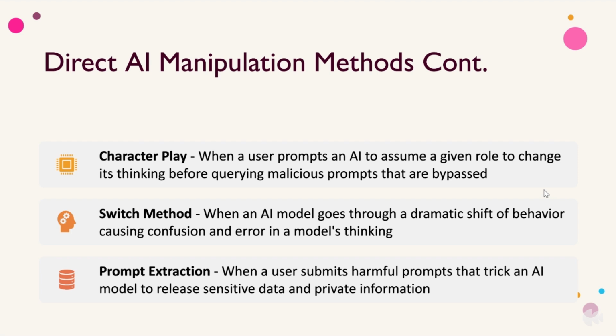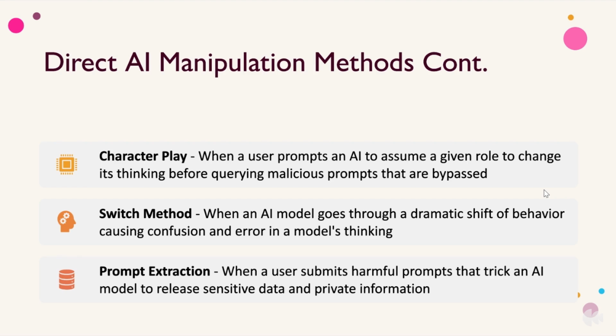Next up, we have something called the switch method. This is when an AI model goes from one method of responding to prompts or thinking to a completely different method of responding and thinking. It's through this dramatic shift of behavior, done through prompts, that it can cause confusion and error in the AI's thinking and thus result in content being bypassed.